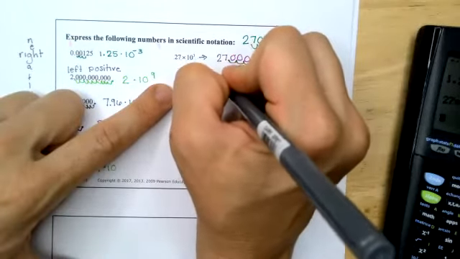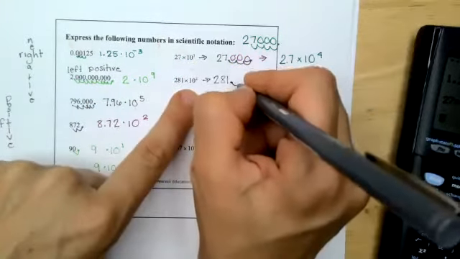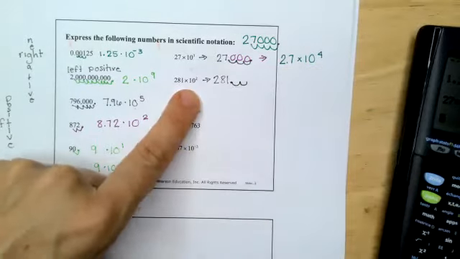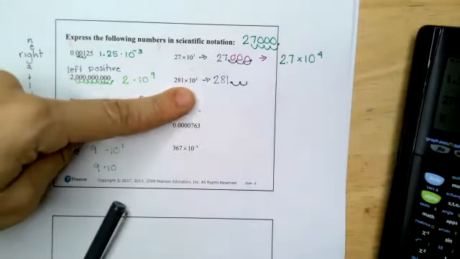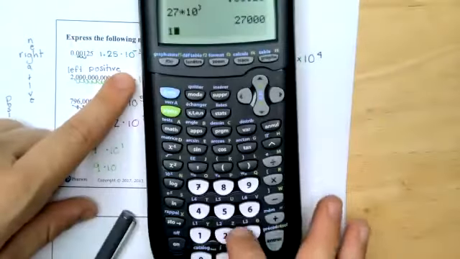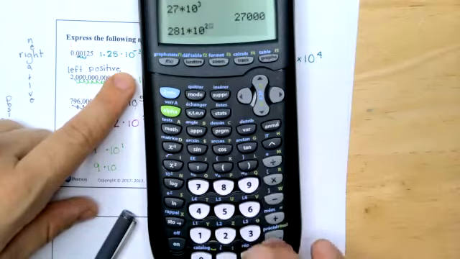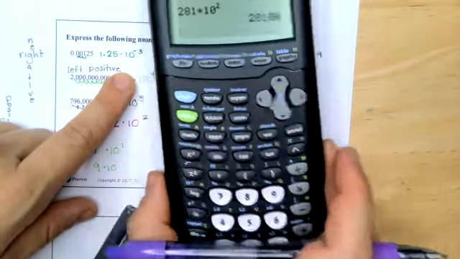So we have 281. My decimal point is here. 10 squared means I'm multiplying it by 100, right? So I'm going to add 2 zeros behind it. 281 times 10 squared, adding 2 zeros behind it.